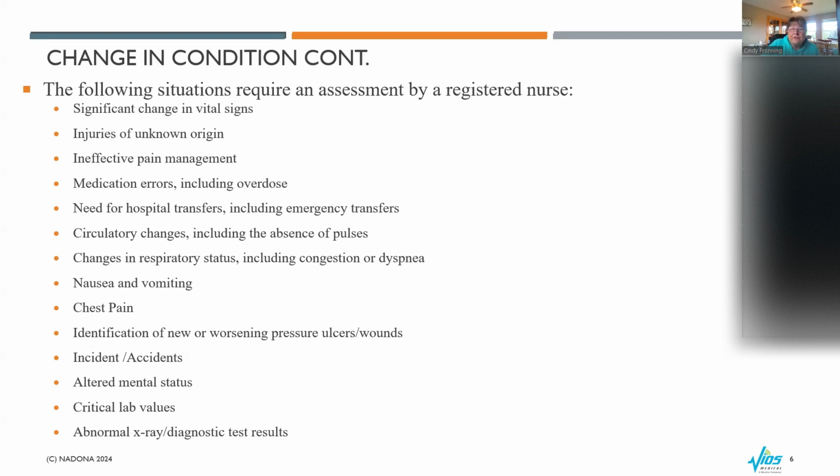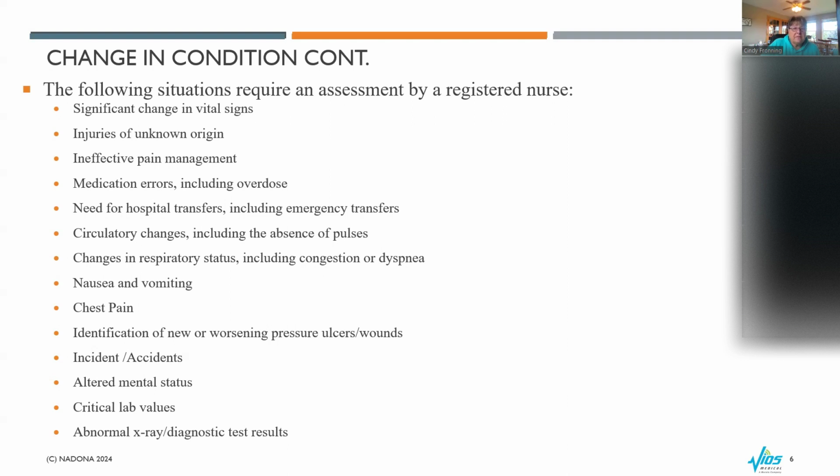If there's circulatory changes, including the absence of pulses, changes in the respiratory status, if they're congested or have dyspnea, or if their O2 stats change. We talked a little bit about nausea and vomiting. Chest pain is a big one. Identifying if there's a new or a worsening pressure ulcer. Was there an accident? Was there an incident? An RN should be involved with that investigation.